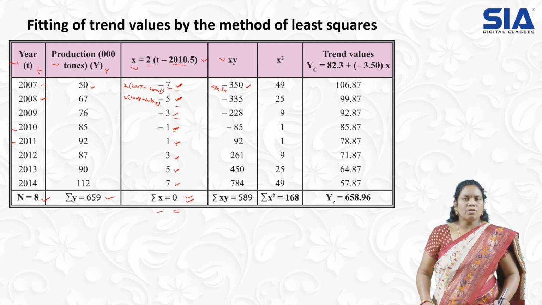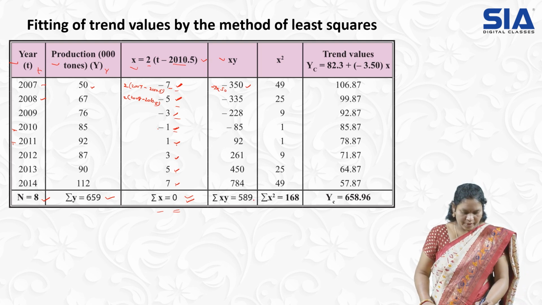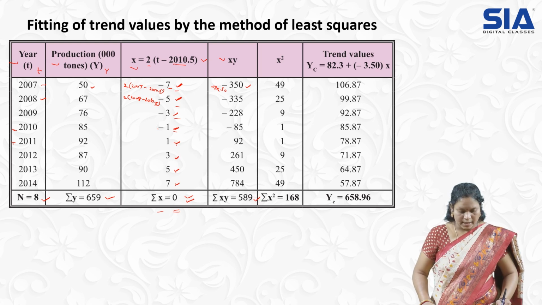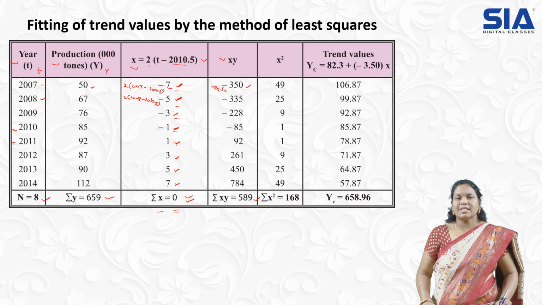Like that, go for all the other values. Simply multiply the x values with the y values and get its total. So summation xy we got as 589. Okay, so in this way I have obtained my xy column.